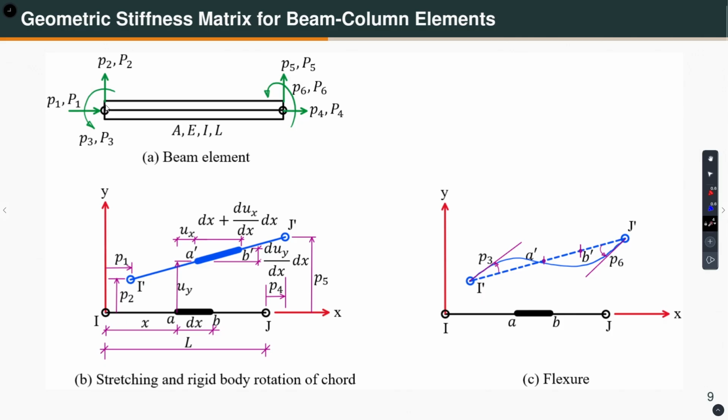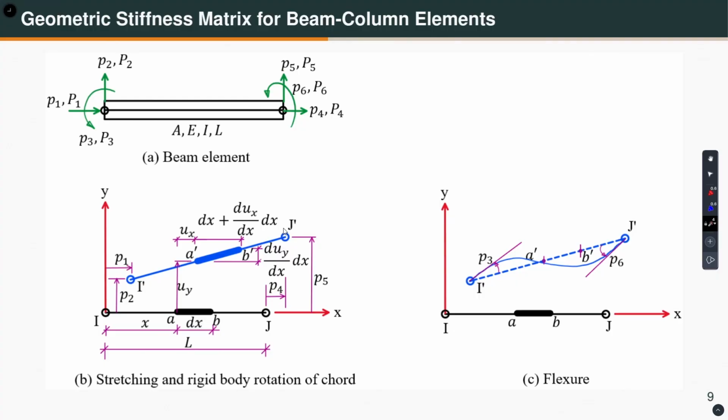So, we have 3 degrees of freedom at node I. So, P1, P2, P3, where P3 is the rotation, and here P4, P5 and P6. Okay. So, we have already seen that when the axis of the element rotates and stretches, there is a rigid body rotation and stretching, because of which we have already derived the geometric stiffness matrix, and that is for the truss element, right.